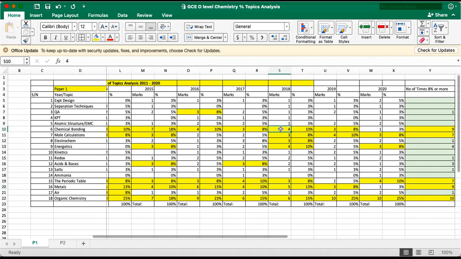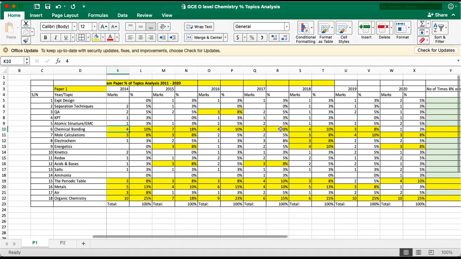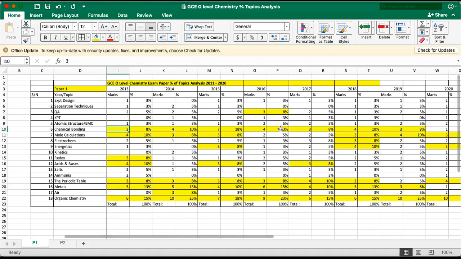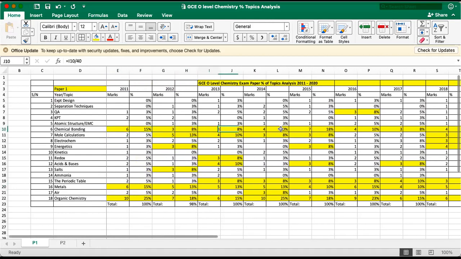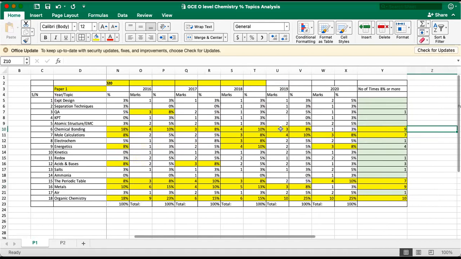As for bonding, it's also a very important topic with a big chunk of information such as covalent bonding, ionic bonding, metallic bonding, giant molecular structure. So a lot of questions can be asked from there, like properties and interpreting the dot and cross diagram.